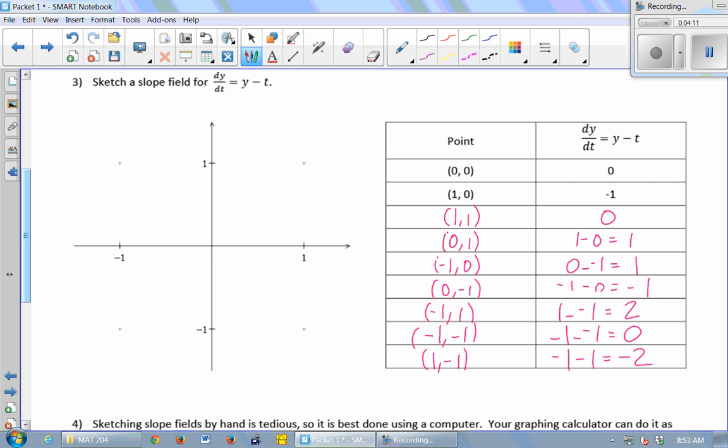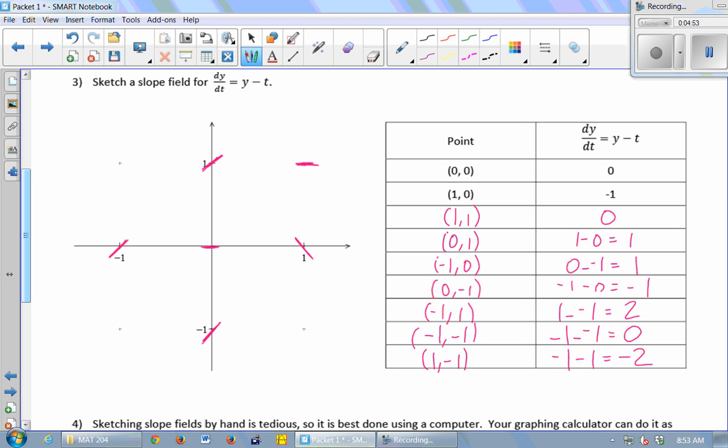So I have slopes of all these little mini tangent lines, and now I can just sort of draw them on the graph. At (0, 0), I have a 0 tangent line, which means flat. Just draw a little tiny tangent line. At (1, 0), it's negative 1, so it looks something like that. At (1, 1), I've got a flat tangent line. At (0, 1), tangent line of 1. At (negative 1, 0), tangent line of 1. At (0, negative 1), tangent line of 1.